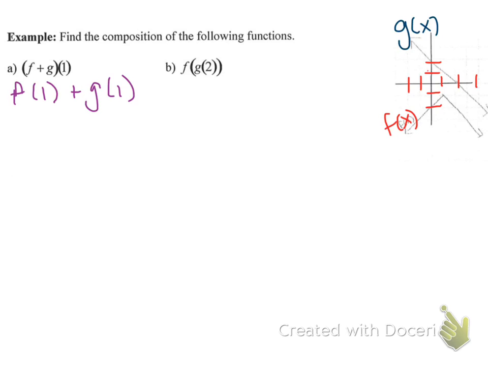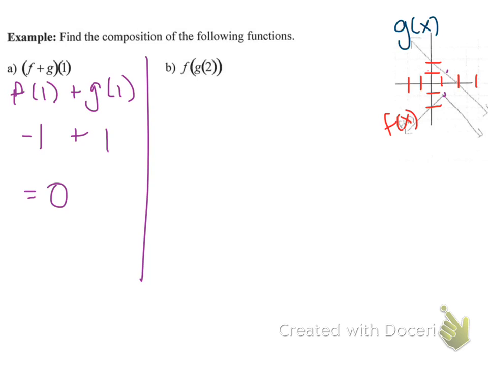All right, so f of 1, the output is -1. So that would be right there. g of 1 would be right here. So that would be a +1. So when I add these together, we get 0. And sorry about the placement of the dot. It's really hard to use this tool.